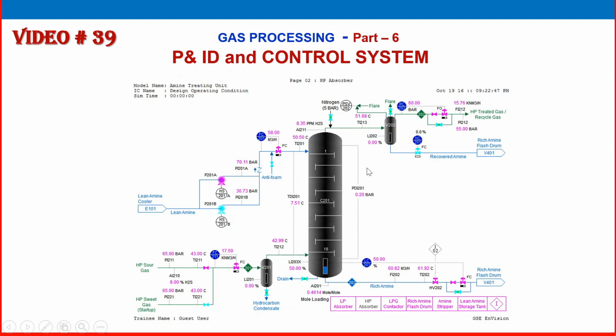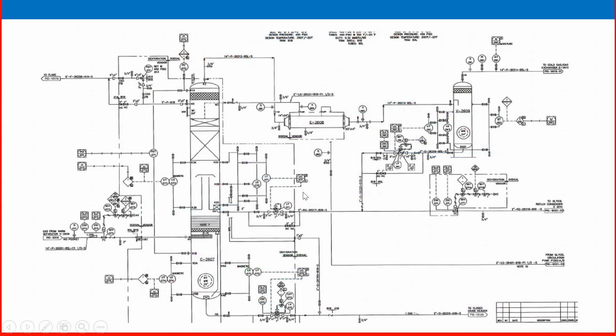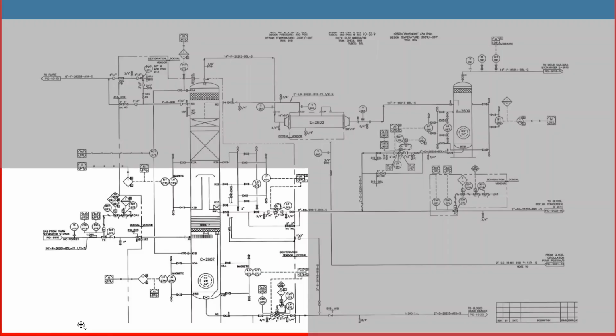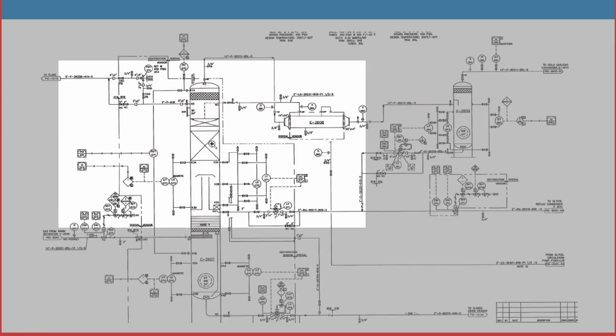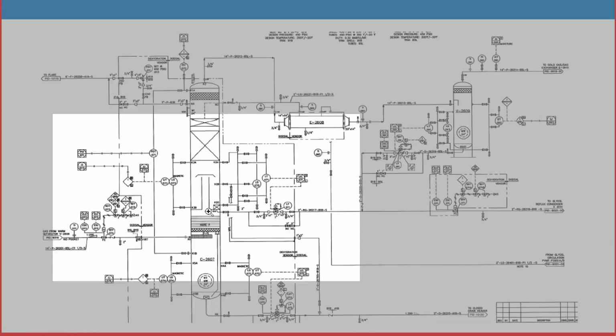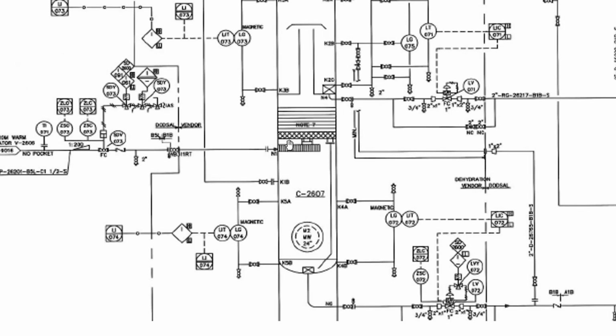absorber system, and this is the typical piping and instrumentation diagram for the absorber. So this is the absorber. This one is the absorber. I will make a little bit of zooming. See the absorber. In this absorber, it is actually two parts.